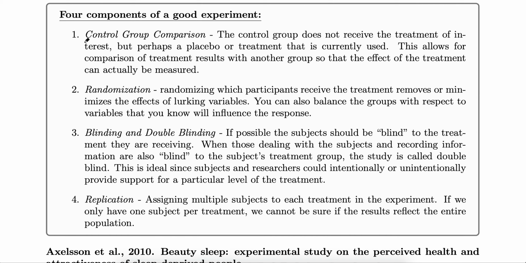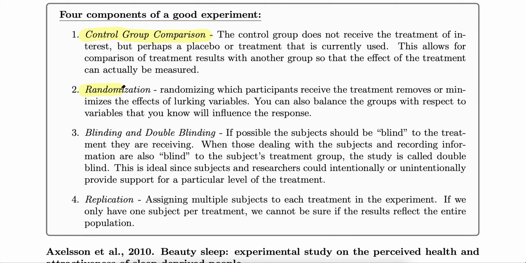The difference between observational studies and experimental studies. Here we're going to dive a little bit deeper into experimental studies and talk about the 4 components you need to see in every experiment. The first component is this idea of having a control group. In the control group, you want to have some kind of baseline or group that doesn't receive the treatment so you can have a comparison to make.